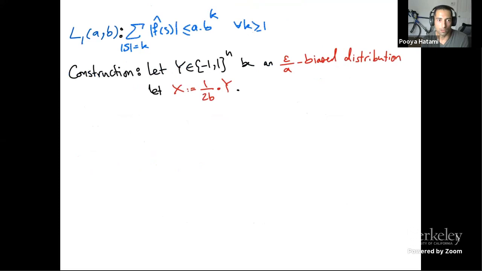And the construction is a one-liner. So what we do is we will sample a vector. Let's say that we have a family of Boolean functions that satisfies L1AB. And our construction will be just pick a small biased distribution over minus 1, 1 to the n, and normalize it by 1 over 2b, where b is the parameter in the Fourier tail bounds. And I claim that this is a fractional PRG. And why do we only focus on L1 bounds and not L2 bounds is because L2 bounds imply L1 bounds, so this is the most general statement. So this will also be a fractional PRG for any family that has L2AB tail bounds.